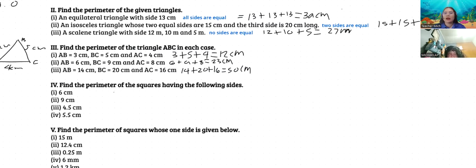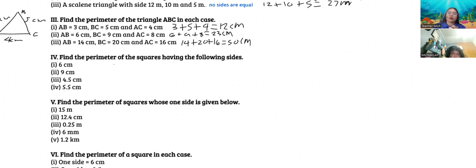Now, do you have any question regarding on how we are going to solve for the perimeter of a triangle? No. So again, when we say triangle, those are polygons having 3 sides and 3 angles. So next one is what we call a square. What are the characteristics of a square? How are you going to distinguish a square from other polygons? How do you know if the given polygon is a square? What is its special characteristic, anak?